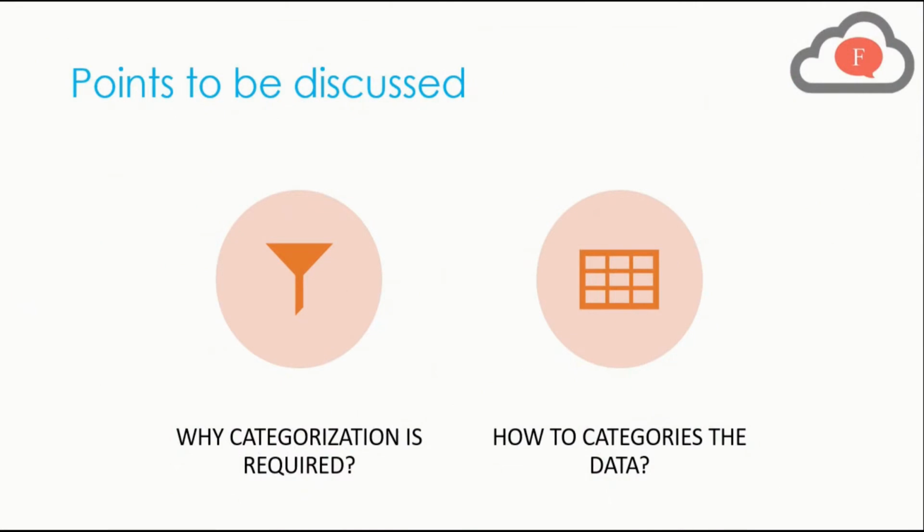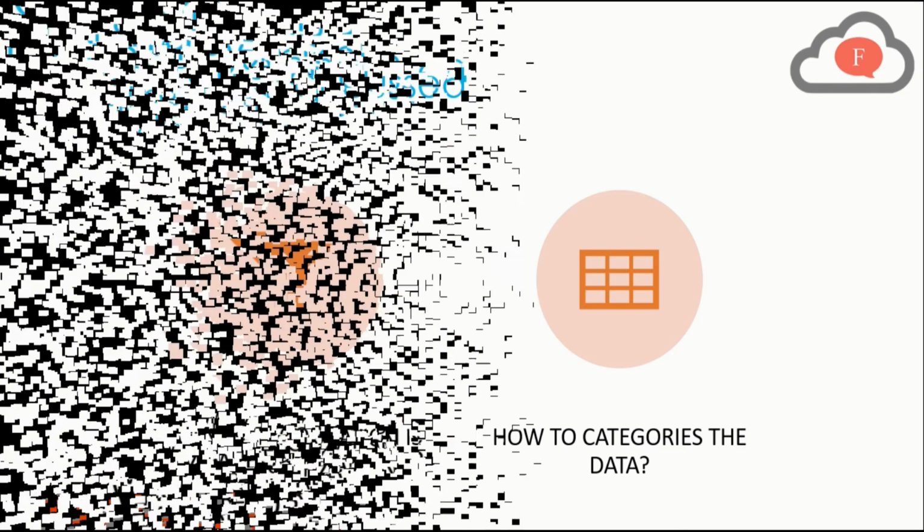So in this video particularly we will talk about two points. In the first point we will tell you why categorization is required, and in the second point we will clear how to categorize the data in Data View in Power BI Desktop. Now to understand all this concept we have to go into the Power BI Desktop. So let's go into Power BI Desktop itself.